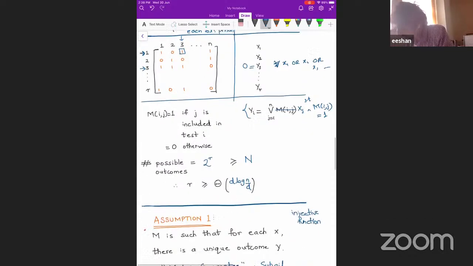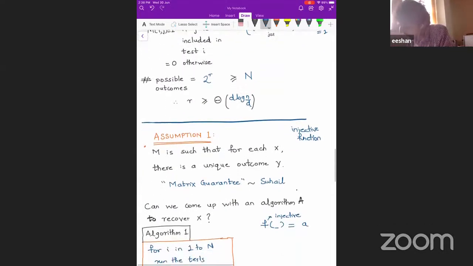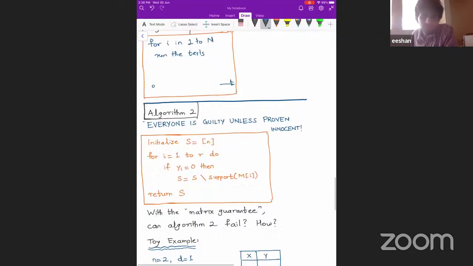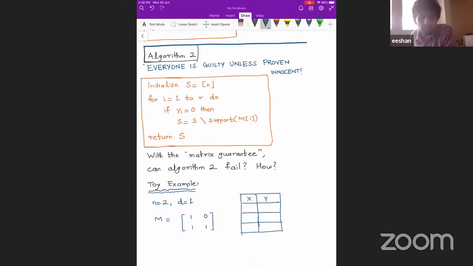So I can acquit them in some sense. They need not be in this infected set, so I subtract them from the infected set and repeat this for all R tests. At the end, I just output whatever is remaining in S. I start with S having everything, 1 to N. For any test with 0 output, I subtract the support of that row, and I return S.